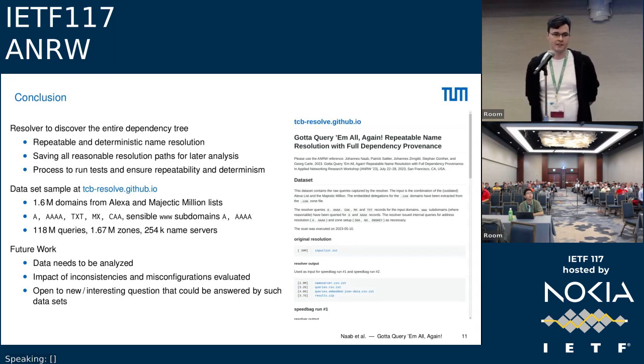We have a sample data set on tcpresolve.github.io, with an outdated Alexa list, which is no longer up to date, and a Majestic Million list, for a reasonable record set, including www subdomains and a few name servers and domains that might be interesting. That's only a sample data set. There exists more data, but that needs to be analyzed.